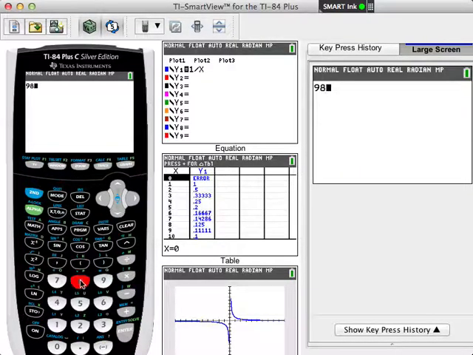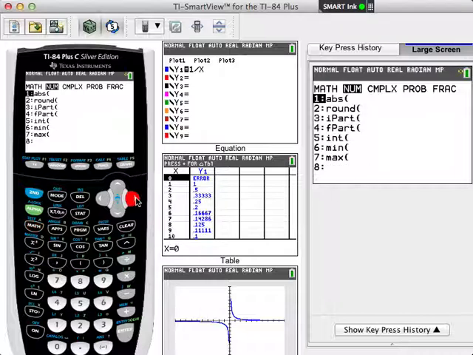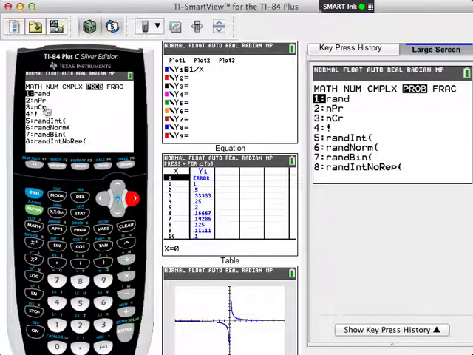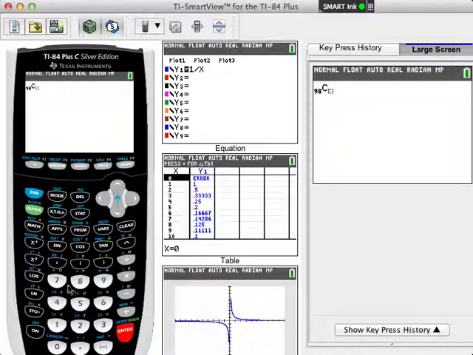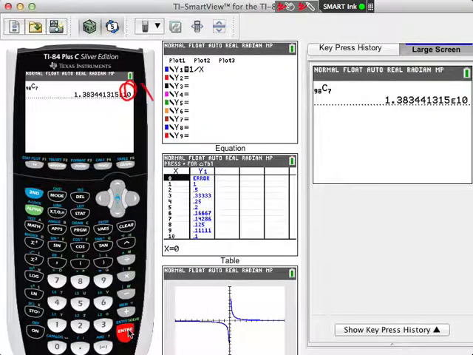So I would do 98, if you have a TI-84, go to Math, over to Probability right here, down to my combination, 3, and hit Enter. 98C7. Okay, this is the answer that I get. Some of you are probably like, what is this E10? What that means is scientific notation, and this number here is the exponent. So it's really times 10 to the 10th.